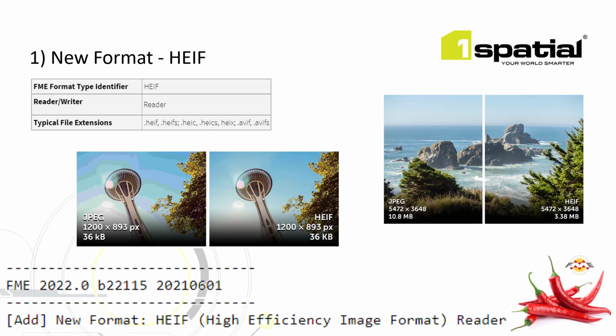In FME 2022, we now have the ability to read these HEIF files. And it's interesting, compared to JPEG images, HEIF images require considerably less storage space, and that doesn't sacrifice image quality. As you can see from the couple of examples here, and if an iPhone user shares an image with a non-iPhone user or adds it to a social site, the HEIF image is often converted to a JPEG image to help with interoperability.